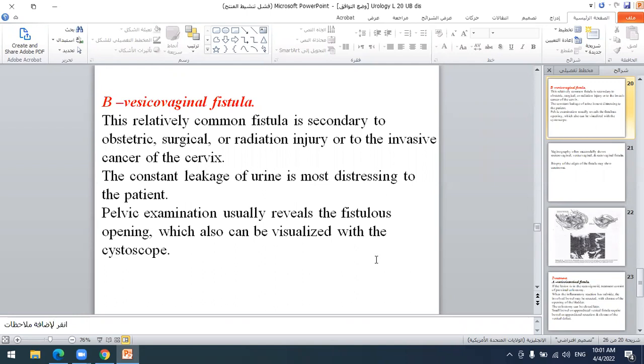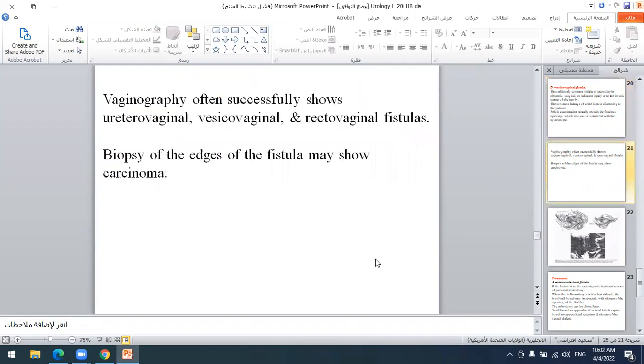This relatively common fistula is secondary to obstetric surgery, surgical or radiation injury, or to invasive cancer of the cervix. The constant leak of urine is most distressing to the patient. Pelvic examination usually reveals the fistulous opening, which can also be visualized with the cystoscope.